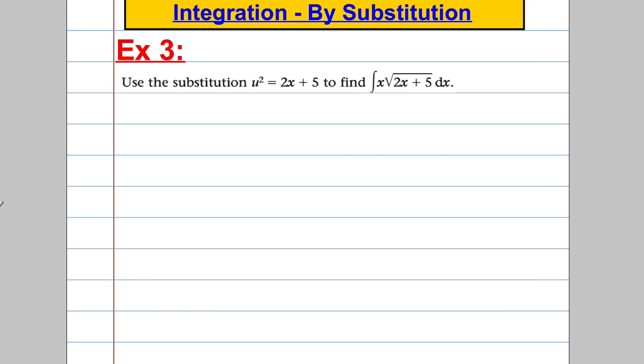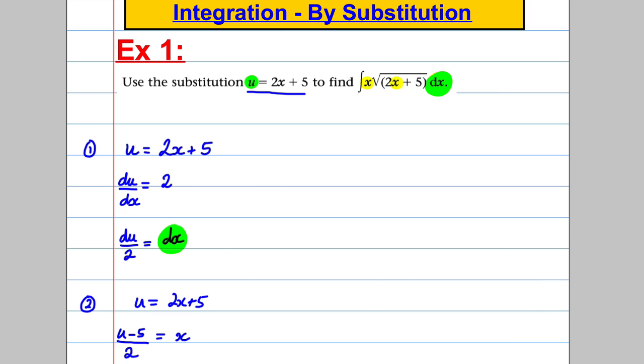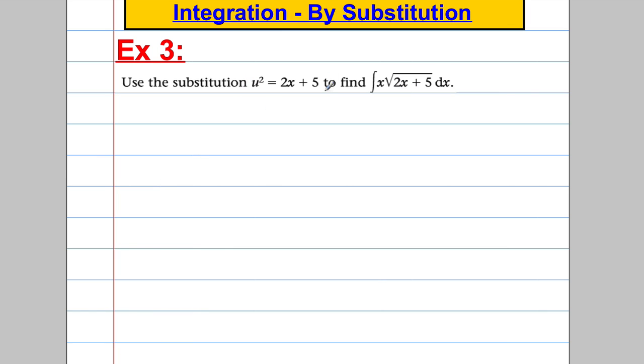Okay, so let's have a go at another one. Now, look at example 3. That's very like my first example. In fact, it's the same question. However, I'm given a different substitution to do here, a different way of substituting.